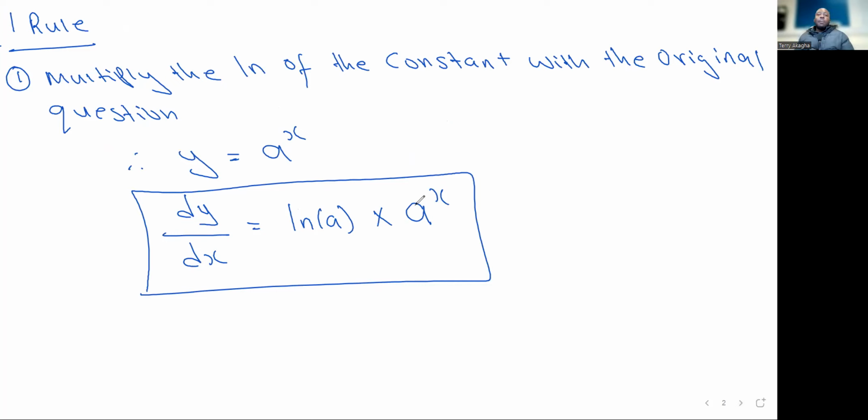Now, the next rule I'm going to talk about is how do you differentiate natural logarithm, or the lns, okay? How do you differentiate ln? So for instance, when you have y is equal to ln 5x or something, and they ask you to differentiate that, how do you do it? All right, that's what I'm going to talk about in the next video.